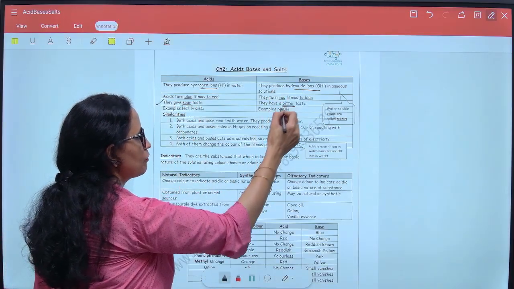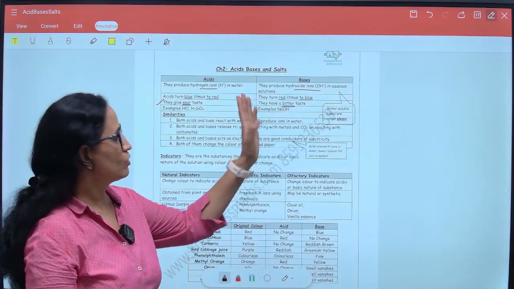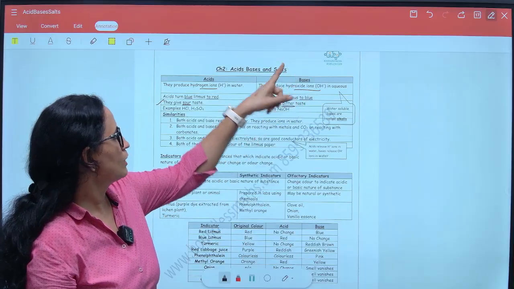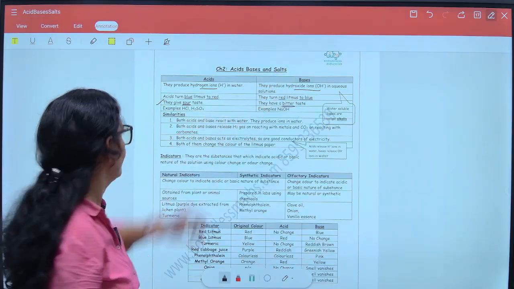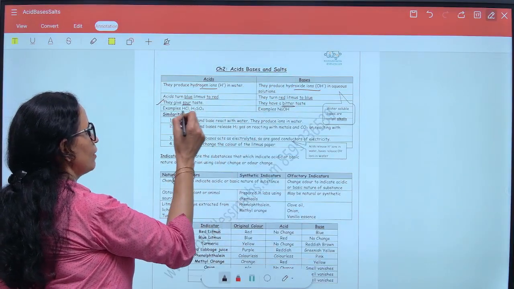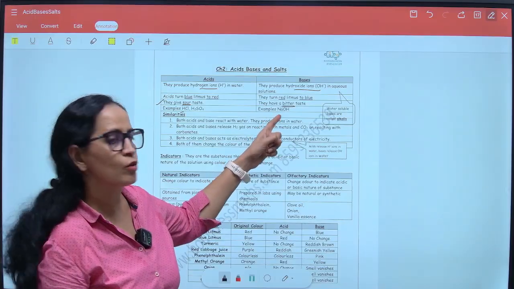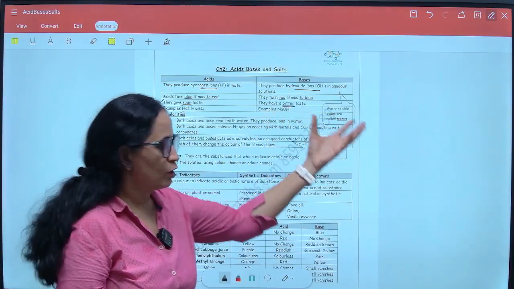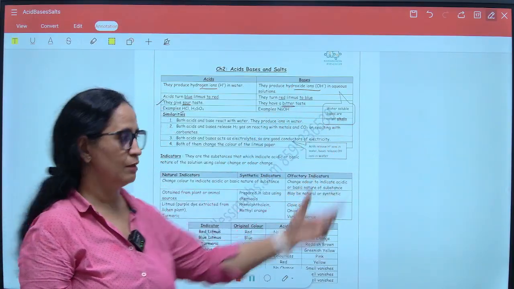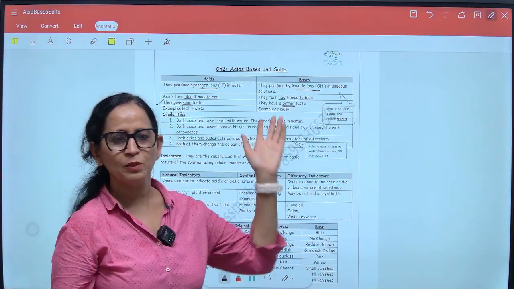B for base, B for bitter and B for blue. So it is turning red to blue. So that's how you can remember base, blue, bitter. Examples of acids are hydrochloric acid, sulfuric acid. Examples of bases are sodium hydroxide. Now the water soluble bases are also known as alkalis. These are the differences between acids and bases.